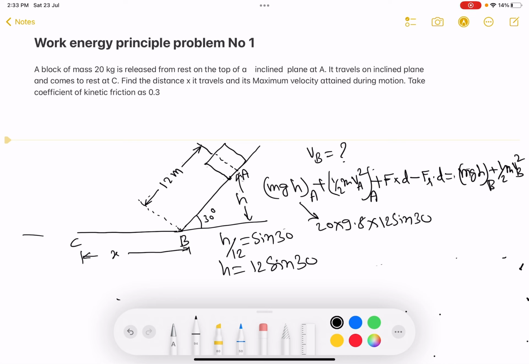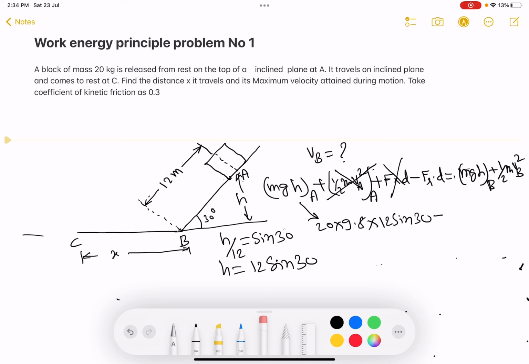Now, what about kinetic energy? This is half m VA square, but starting from rest, there is no kinetic energy, so this is gone. Is there any external work acting on the 20 kg block at point A? No, there is no external work, so there is no force, and this work done is gone. Minus frictional force. Now let's find the frictional force. Frictional force is equal to mu into N, right?